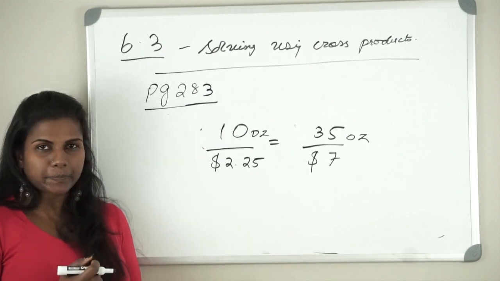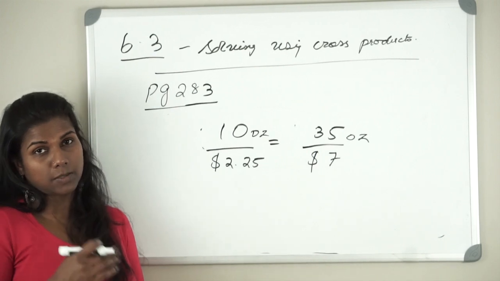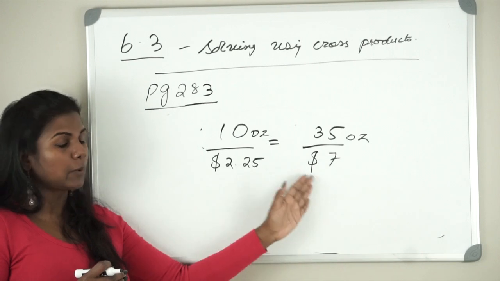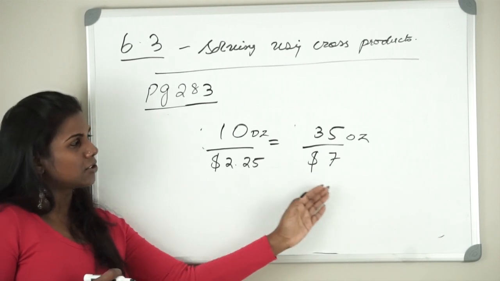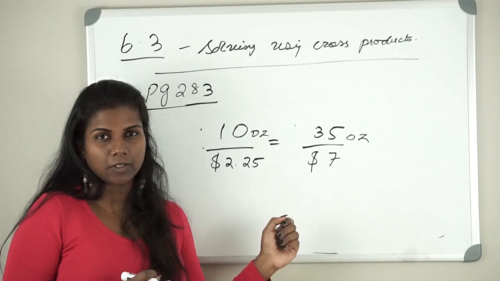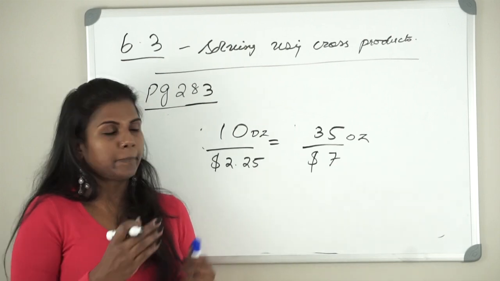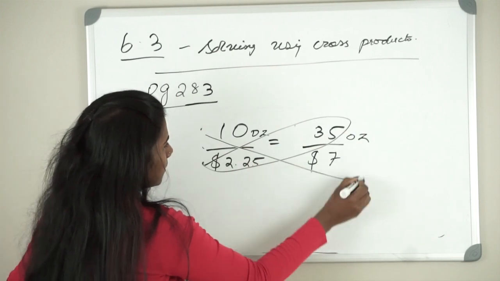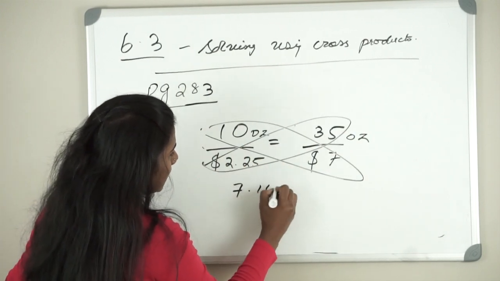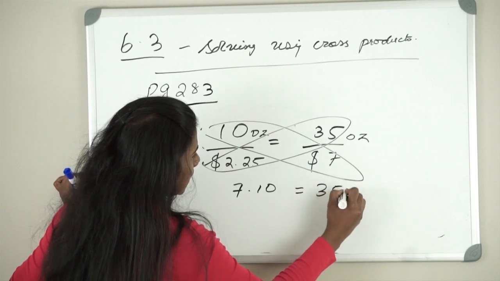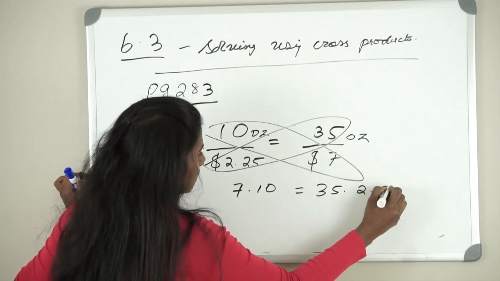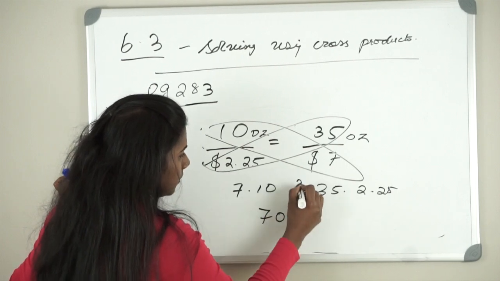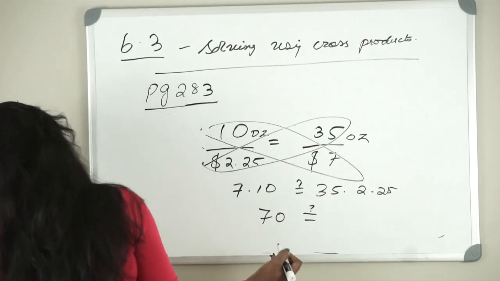So how do we figure that out? Again, we can use the cross product. So when you use the cross product to determine if these 2 are equivalent, then your final answer should have the equal value. Okay, I'll tell you what I mean. Now, let's do the cross product. Okay, this is 7 times 10 and this is 35 times 2.25, correct? So this would be 70.